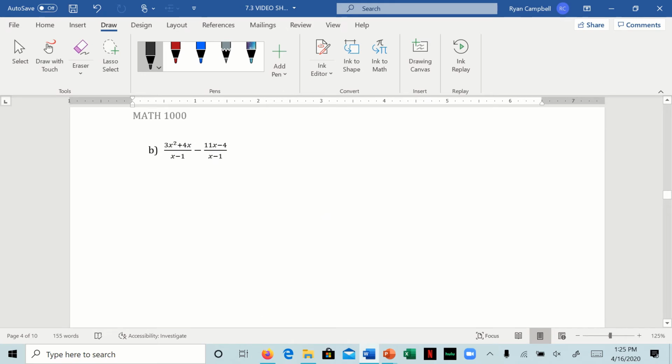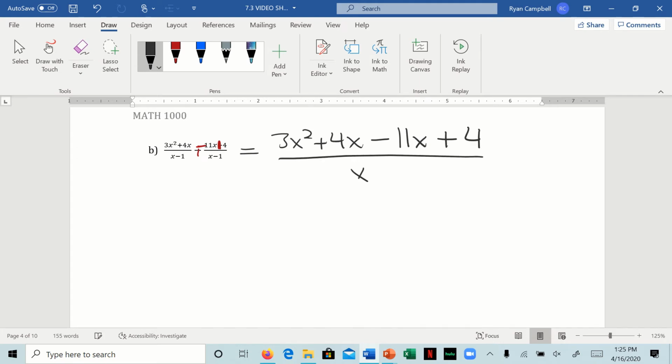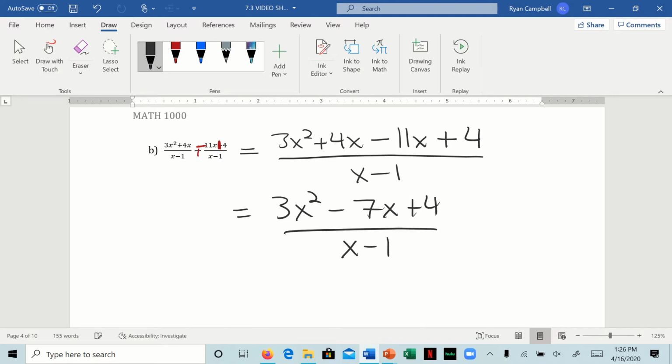All right, let's do this one. So same denominators, so we can subtract. So 3x squared plus 4x, and then we need to switch the signs of our numbers. So it's going to be minus 11x plus 4 over x minus 1. Switching the signs, so we can combine things. We get 3x squared minus 7x plus 4 over x minus 1.